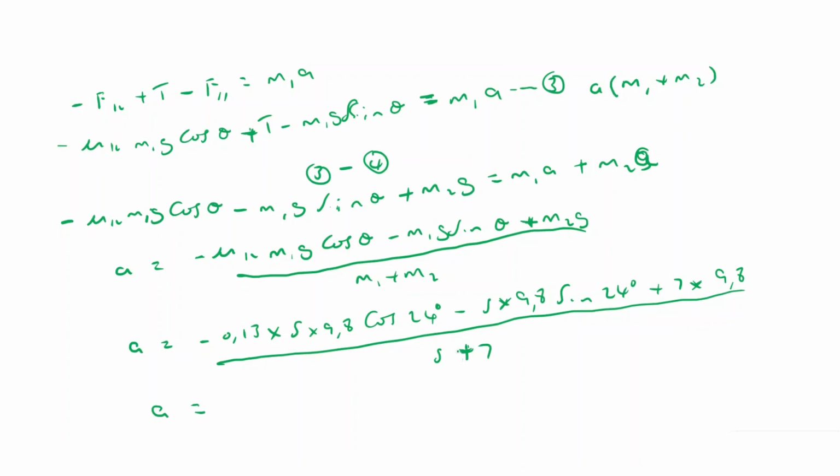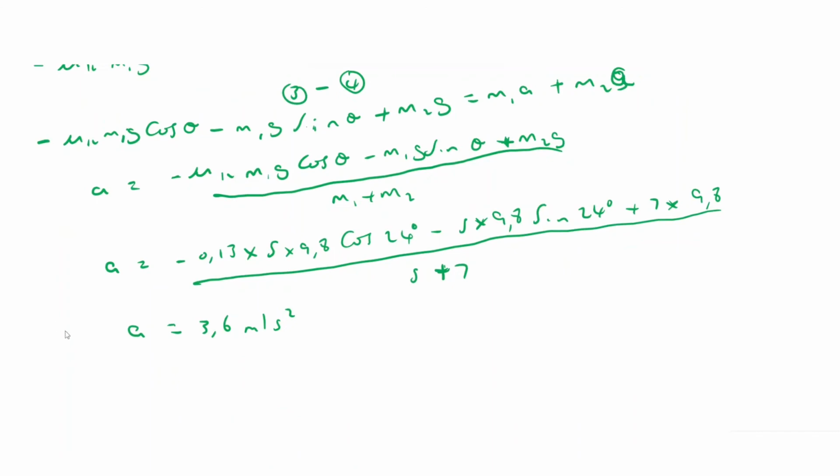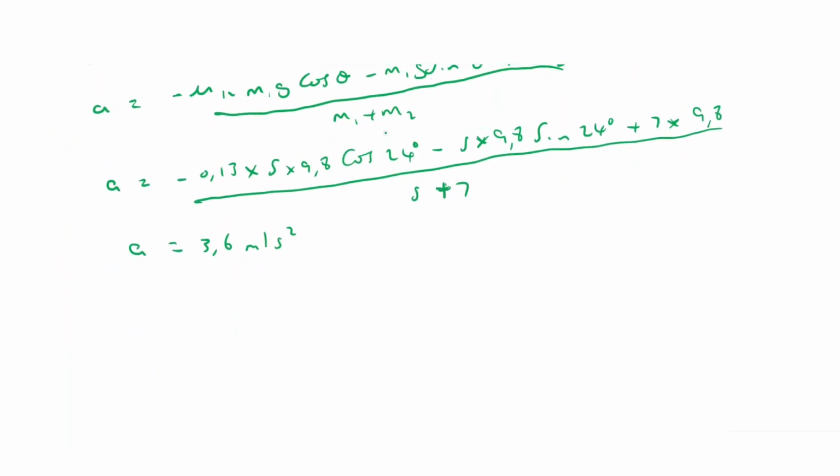Okay, so this should be plus. I don't know why there's a delay. So I get 3.6 meters per second squared. That's my acceleration. Then afterwards, I can take this acceleration and then find the tension force.